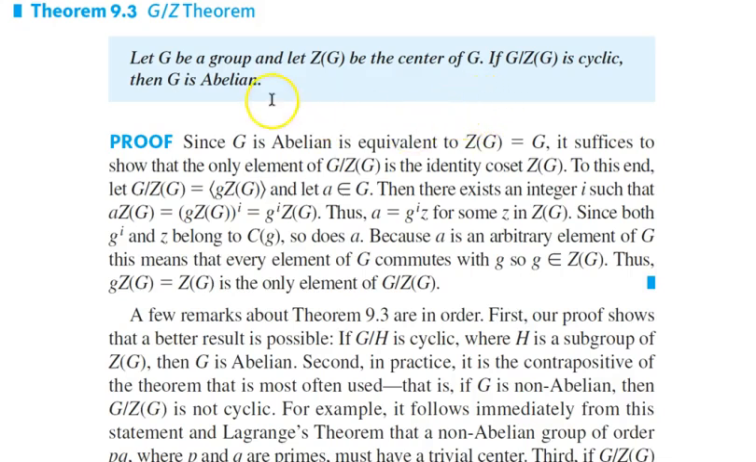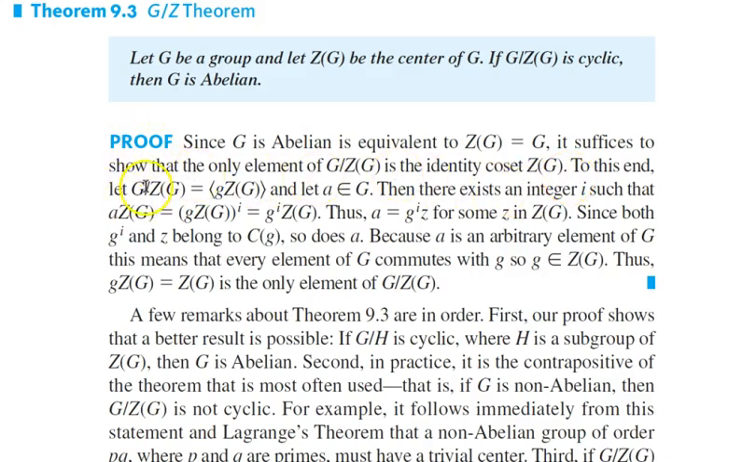Another application of factor group is this theorem 9.3. Let G be a group and let Z(G) be the center of G. If G factored by Z(G) is cyclic, then G is abelian. Proof. G is abelian is equivalent to Z(G) equals G. The center of G is equal to G. It suffices to show that the only element of the factor group is the identity coset, Z(G).